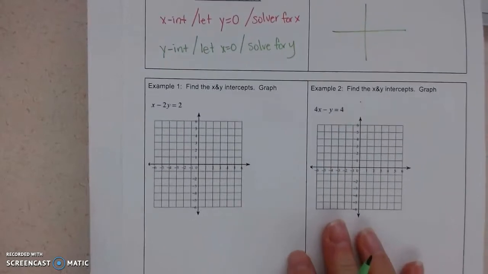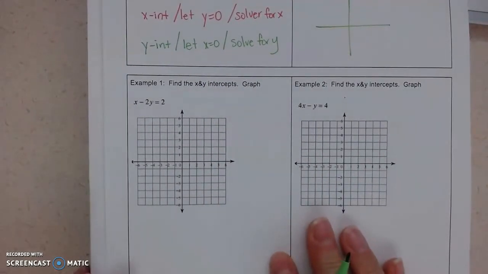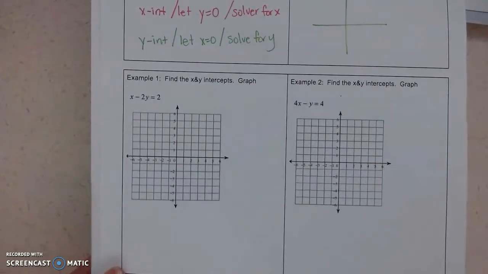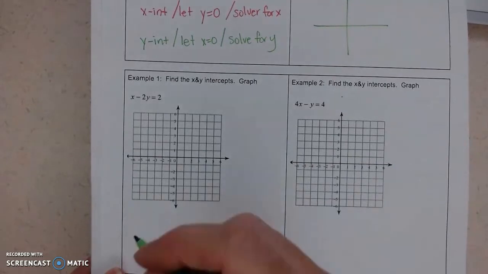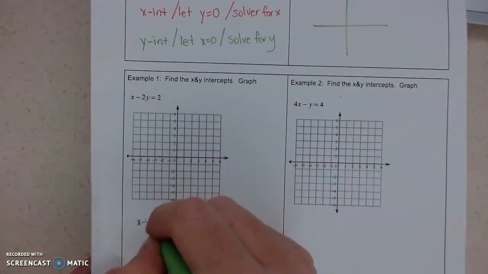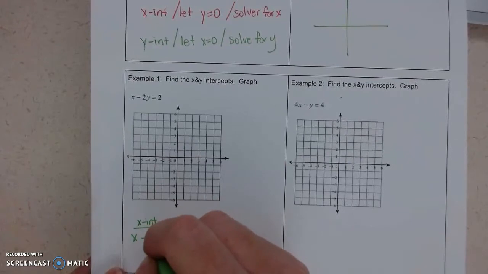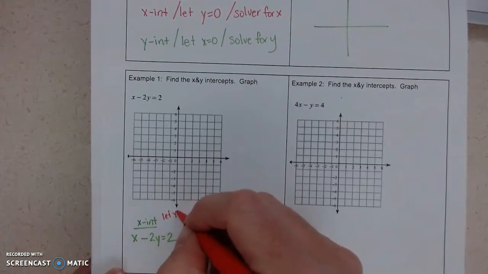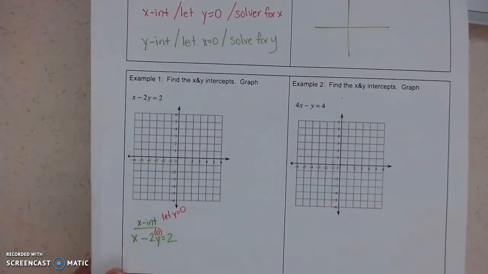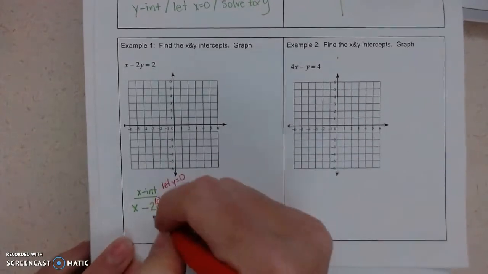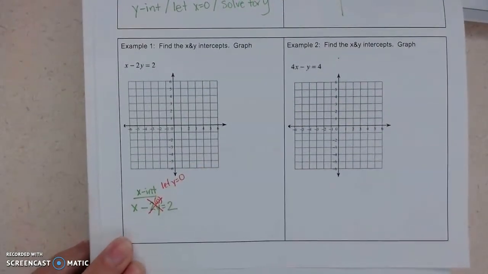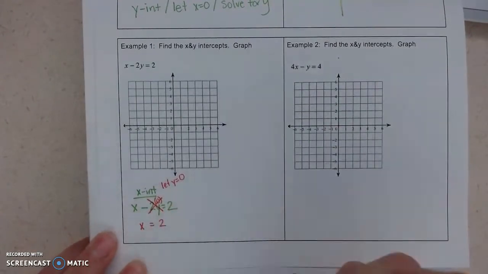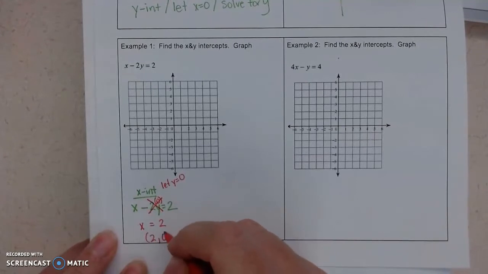All right, so let's look at our first example. They want us to find the x and y intercepts, and then they also want us to graph. It's a lot easier once you find your intercepts just to graph them, so we don't need to write this in slope-intercept form. So let's look at our x-intercept. We've got the equation x minus 2y equals 2. We are going to let y equals 0. So if we substitute 0, what that does is that eliminates the term with the y value in it. So if we simplify this, we're left with x equals 2. And that's our x-intercept, which is the ordered pair 2, 0.